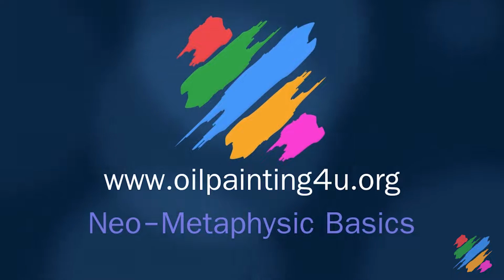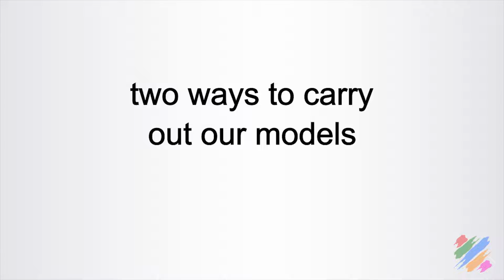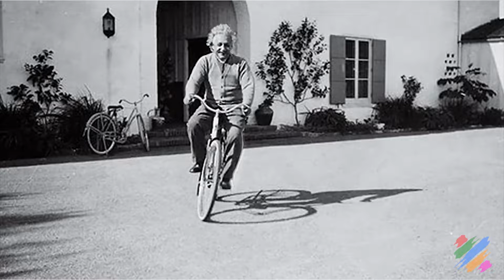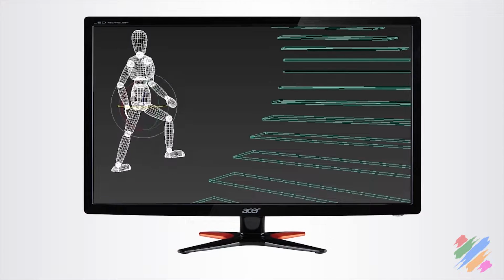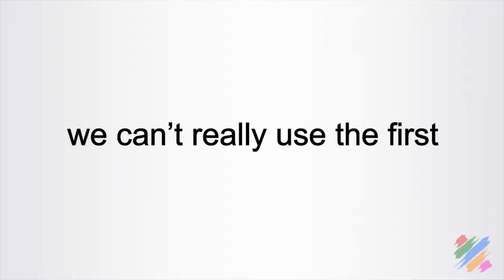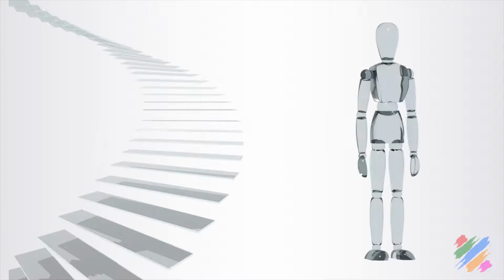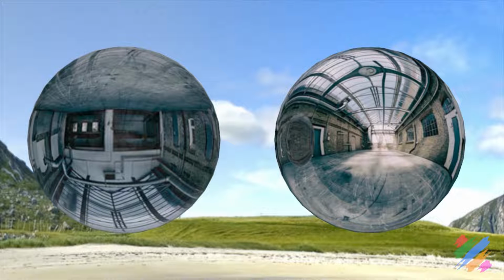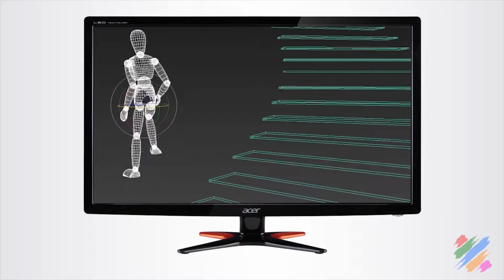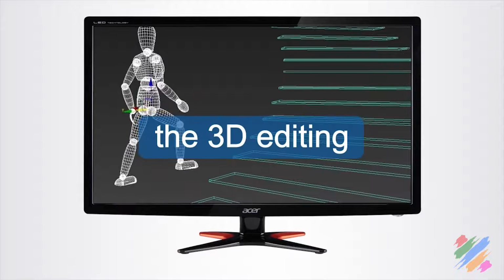In the last video, we have seen 2 ways to carry out our models. The first was based on the photomontage, and the second on the 3D editing. We can't really use the first because both stairs and dummy are transparent, and as we have seen, we are going to get some problems if we try. So we have to use the second method, the 3D editing.